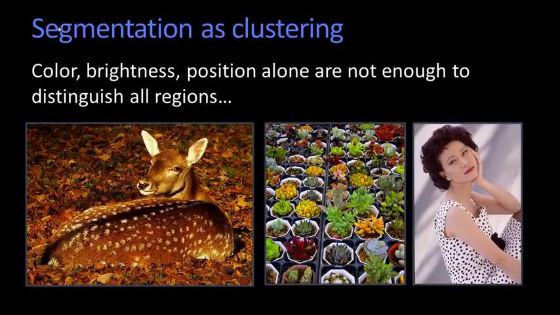So far we've been doing segmentation as clustering, and we've been using some feature space based upon color, and then we have these different algorithms. One of the challenges is that things like just color or brightness or position, which is something else we looked at, alone are not enough to do segmentation. And here are some examples.